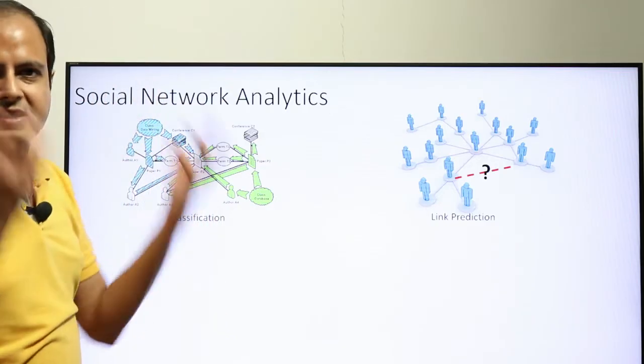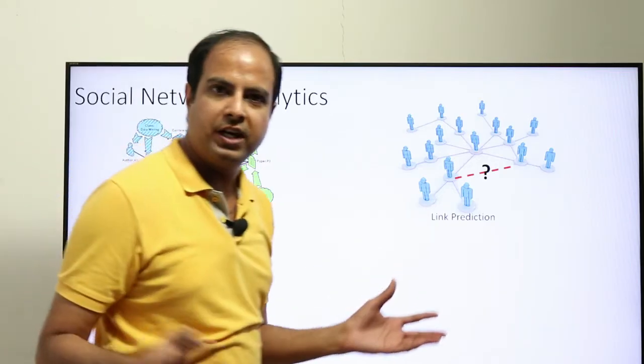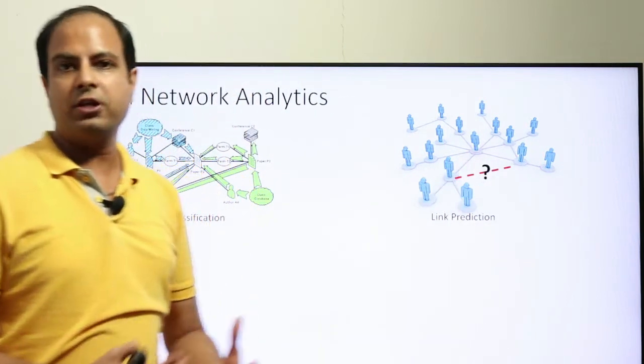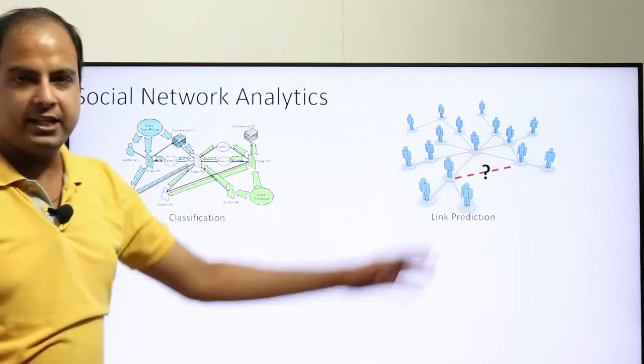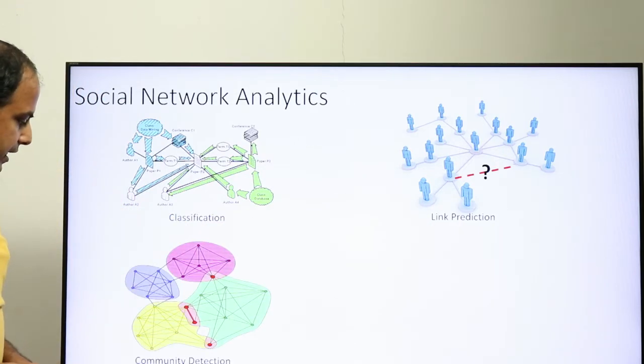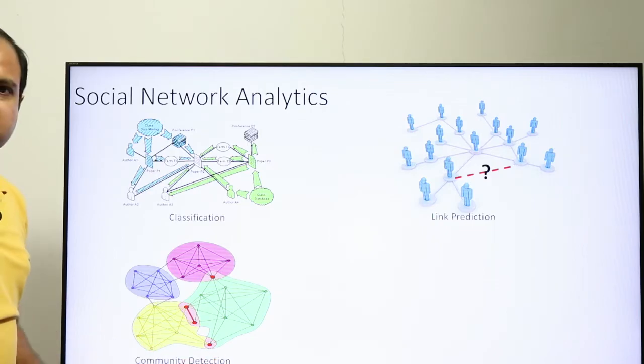One of the simplest things that comes to mind is how many common friends we have. How many common friends exist between you and me, right? But that's just one of those techniques. There are many other techniques which can help us do link prediction better on such networks, right? Then there are things called community detection.